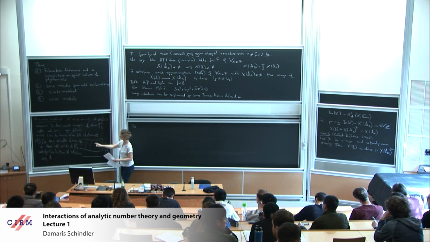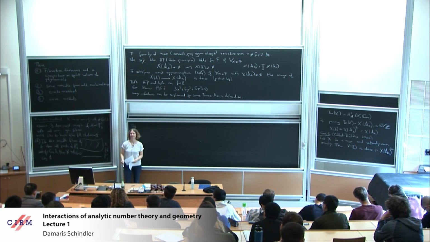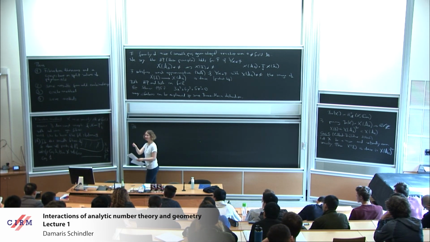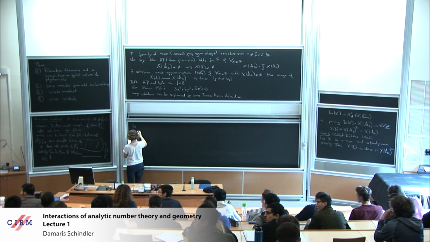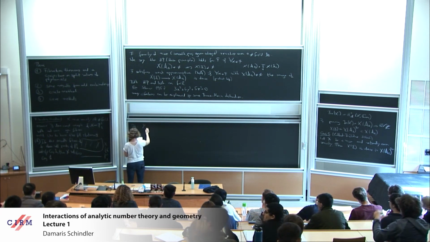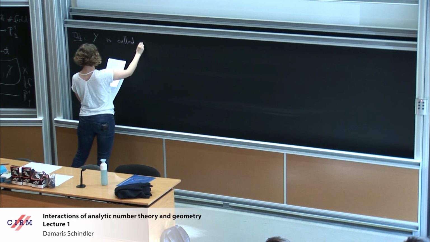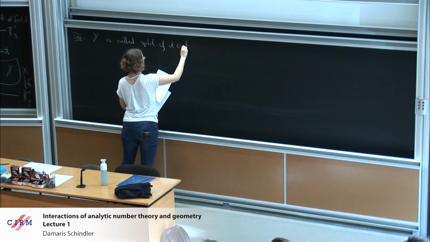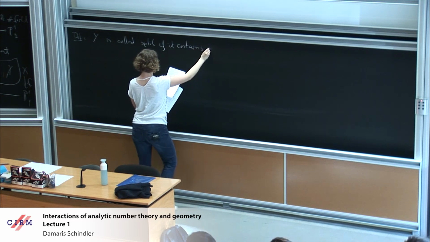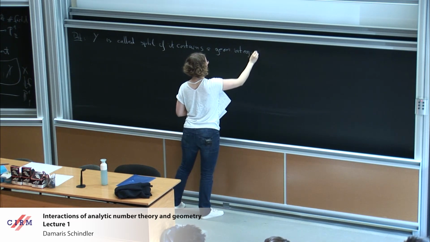Most of the fibers are smooth, and there are some bad fibers. Bad fibers are fibers which are not split. The definition of split is, I guess, due to Alexei. No, okay. But a previous item. So we call a variety split if it contains a geometrically integral open subset.